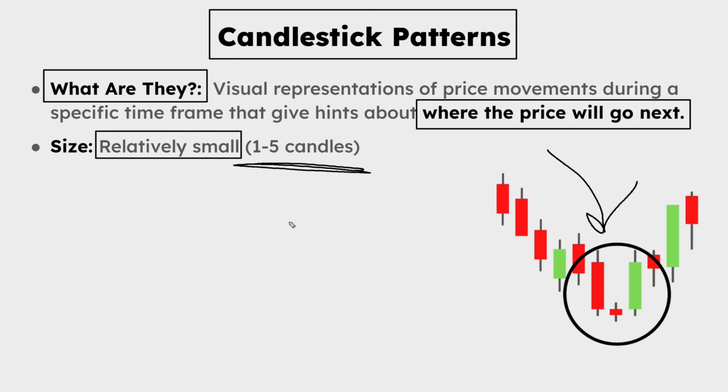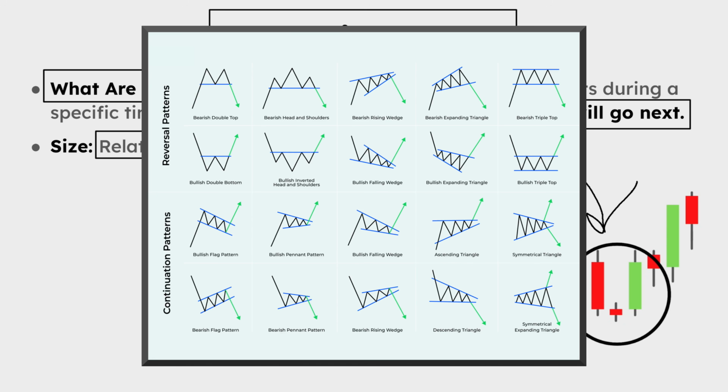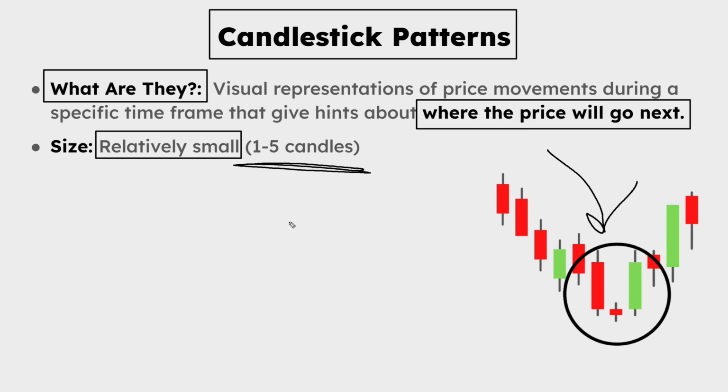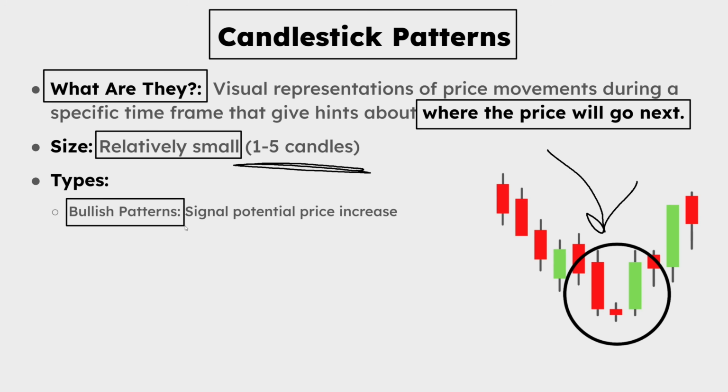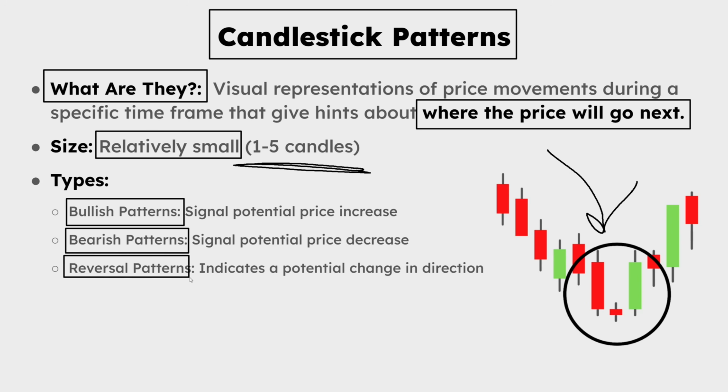If you, for example, compare candlestick patterns to chart patterns, those can often be much larger, as you saw earlier in the course. And we also have different types of candlestick patterns. We have bullish patterns, which signals potential price increases, and we also have bearish patterns that signals potential price decreases. We also have reversal patterns, and reversal patterns indicates a potential change in trend direction.